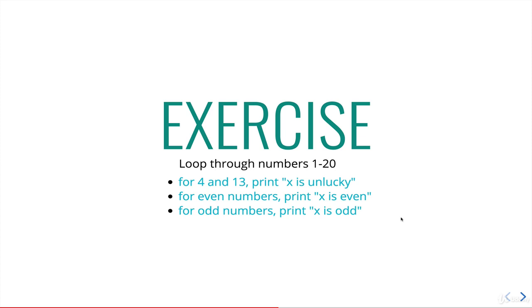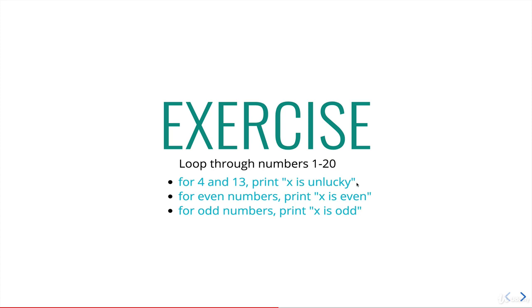Anyway, you're going to loop through the numbers 1 through 20. And I should mention it's inclusive, so it includes 1 and 20. You're going to go through each, and if the number is 4 or the number is 13, you're going to print X is unlucky.